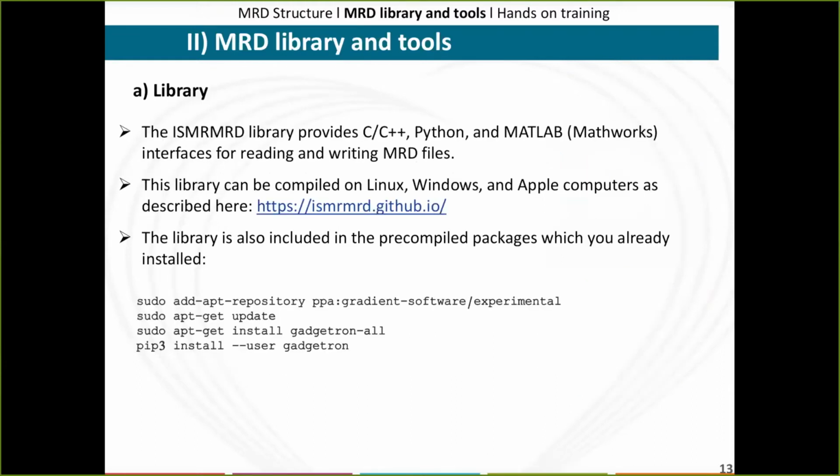Okay, now let's talk about the MRD library and tools. The ISMRMRD library provides C++, Python, and MATLAB interfaces for reading and writing MRD files. This library can be compiled on Linux, Windows, and Apple computers, as described on this link, but it's also included in the pre-compiled packages which you already installed. So no rush on your terminal with those commands. You already have them, so everything should be done.